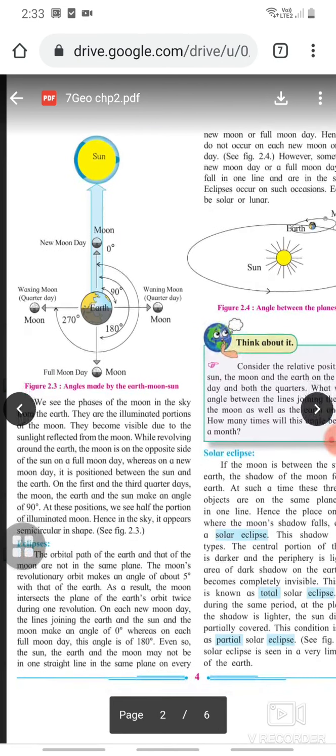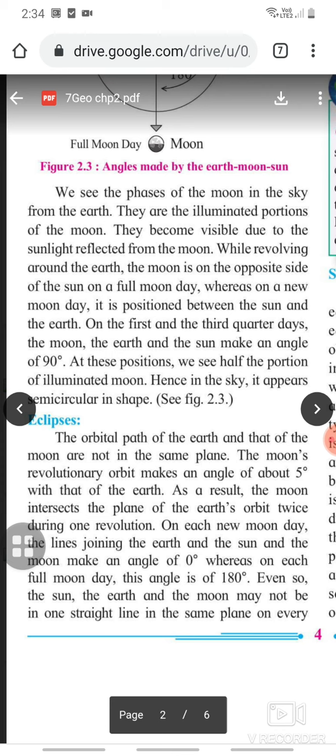Eclipse. What is an eclipse? The orbital path of the Earth and that of the moon are not in the same plane. So, what did we just read? The orbital path of the Earth and that of the moon are not in the same plane. The moon's revolutionary orbit makes an angle of about 5 degrees with that of the Earth, and as a result, the moon intersects the plane of the Earth's orbit twice during one revolution.